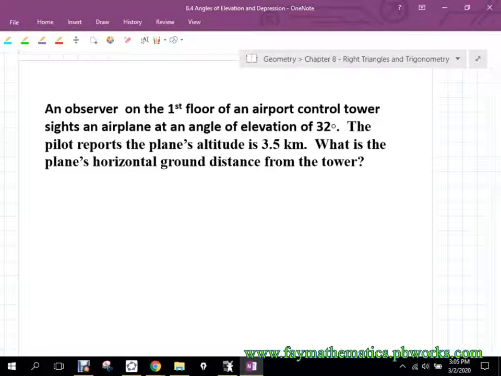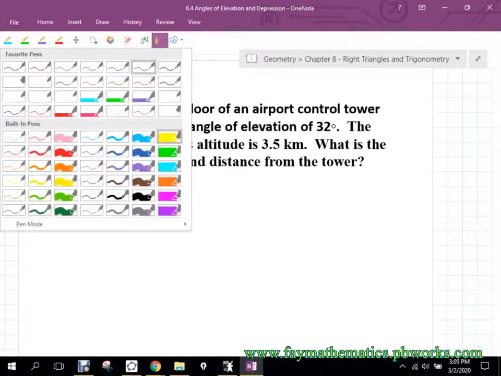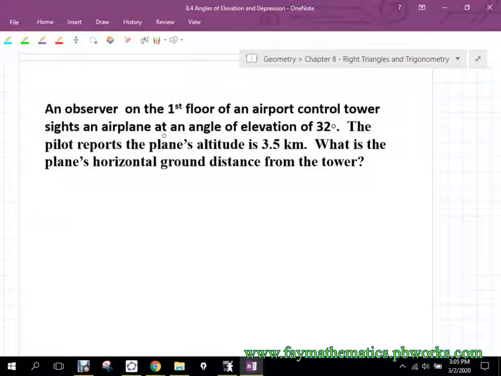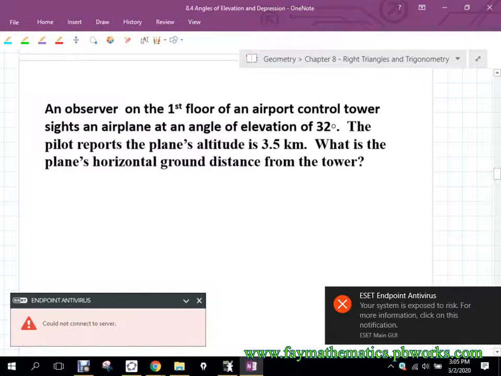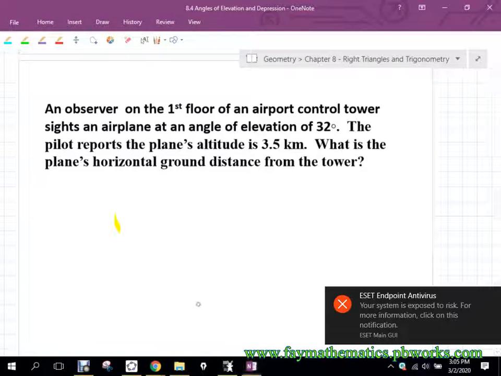What I find people struggle with is reading, just being able to read and comprehend what they're talking about. I like to read these questions once and then take them apart sentence by sentence. It says: an observer on the first floor of an airport control tower sights an airplane at an angle of elevation of 32 degrees. The pilot reports the plane's altitude is 3.5 kilometers. What is the plane's horizontal ground distance from the tower?